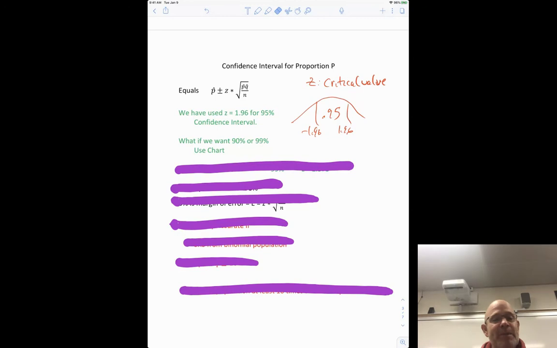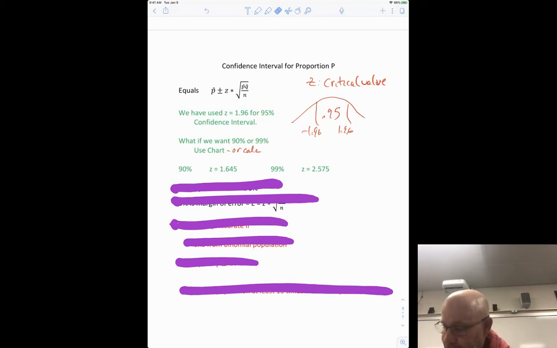All right. But sometimes mathematicians use 90%. Sometimes they use 99%. So what are the Z's that go along with those? We've already talked about these. I'm going to say use chart or calculator, right? 90% is 1.645, and 99% is 2.575. These are numbers we're going to use a lot, so they're just worth knowing. You can find them in the chart, or you can just do an inverse norm of 0.025. Sorry, that's 95%. If it's 90%, that means 5% on each side, right? So you do an inverse norm of 0.05.